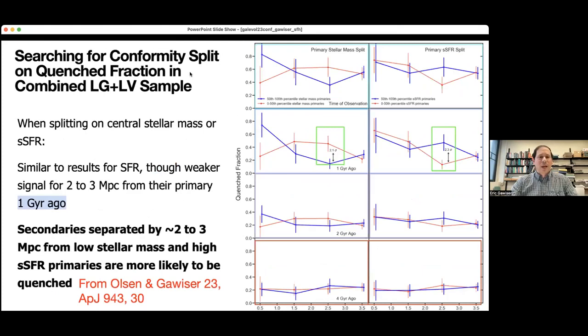However, when we split the sample based on the quenched fraction, we found that at look-back times of 1 gigayear, there was an important difference. And so the conclusion here is that secondaries separated by, again, 2 to 3 megaparsecs, a very interesting distance band, from the higher quenched fraction primaries are more likely to be quenched. So evidence for a different kind of conformity 1 billion years ago.